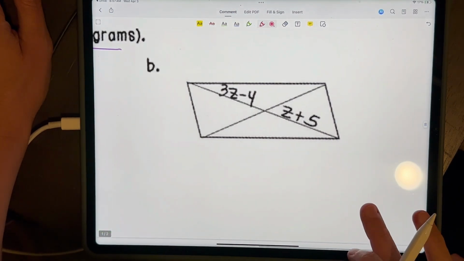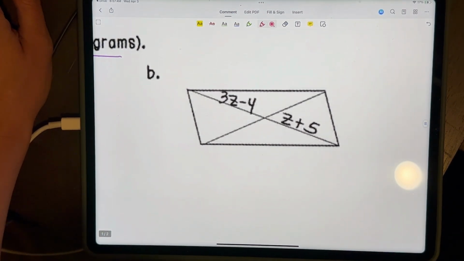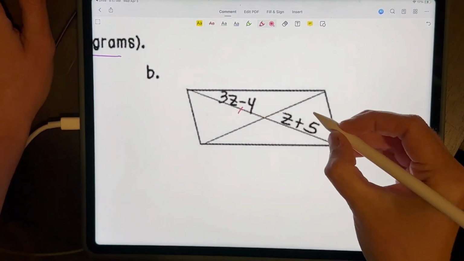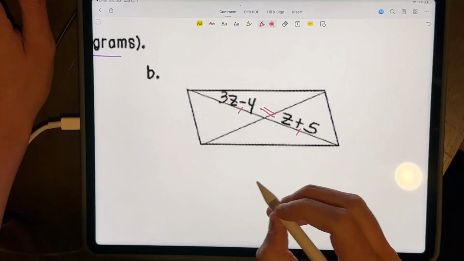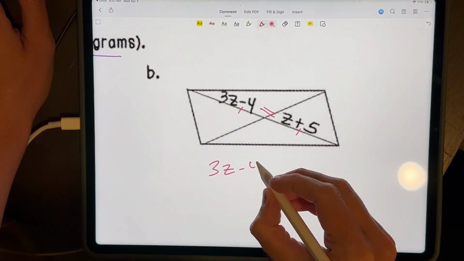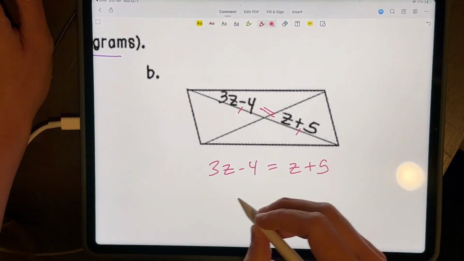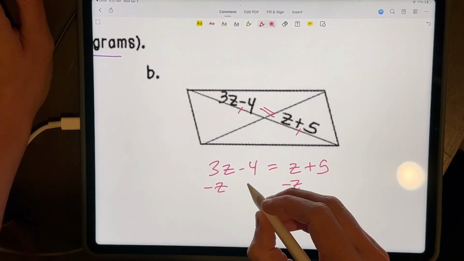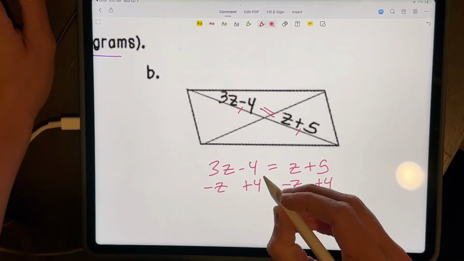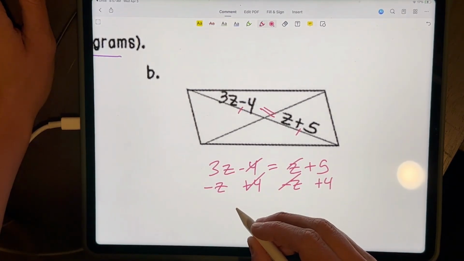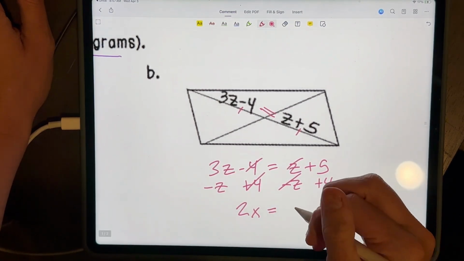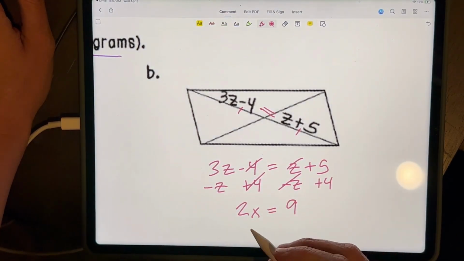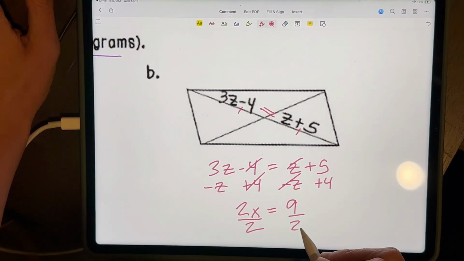All right. Again, what do we know about the diagonals in a parallelogram for the next part? What we know about diagonals is that they bisect each other, they are cut in half. So those pieces have to be equal to each other. So 3z minus 4 has to equal z plus 5. Subtract z, add 4. So 2z equals 9. Okay. Divide that by 2.